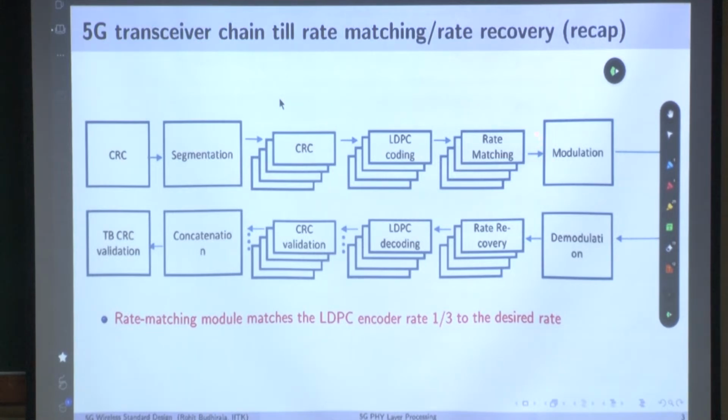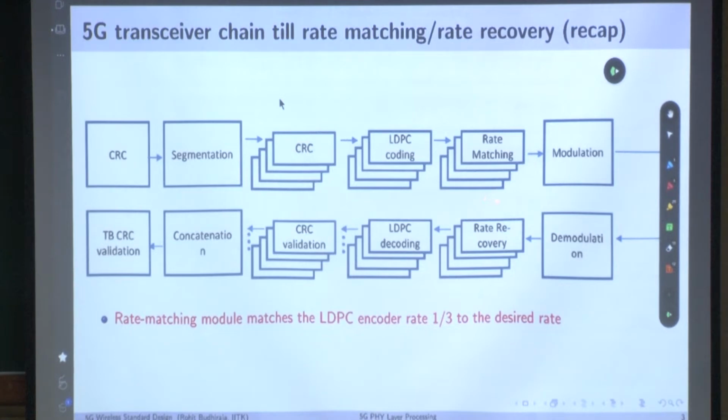Because what is this rate? This is, let's say, 0.6. You modulate it, you demodulate it, and you will get that rate back, 0.6. But the LDPC decoder is designed to operate at rate 1/3. So what will this module do? It will take this 0.6 and map it back to 1/3. How is it done? We'll see later.